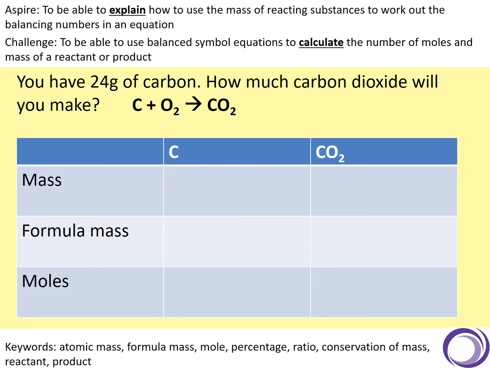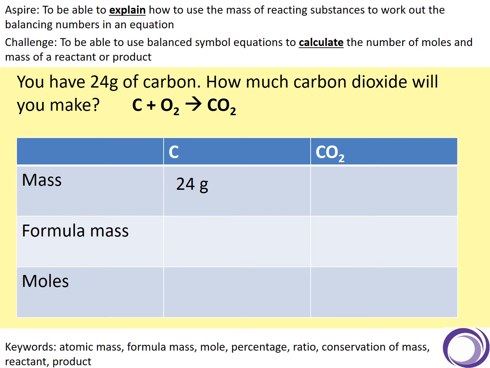We write down the 3 quantities that we need to work out: mass, formula mass and moles. We write down the 2 chemicals that are relevant, the carbon and the carbon dioxide. And then we fill in anything that we already know. So for example, we know that there's 24 grams of carbon.